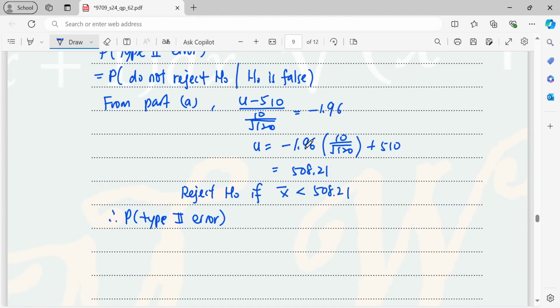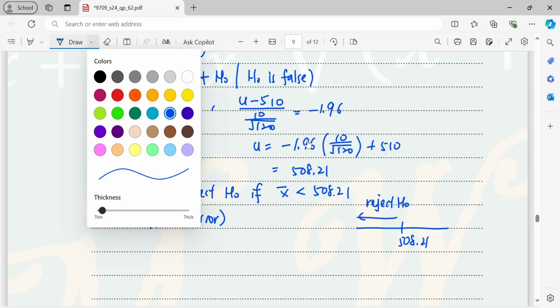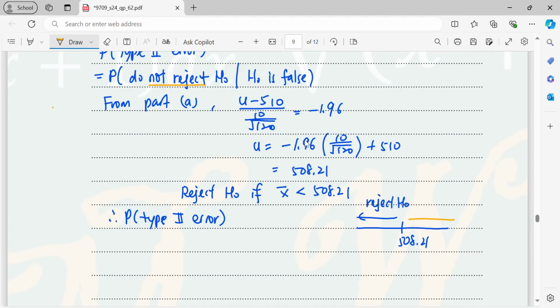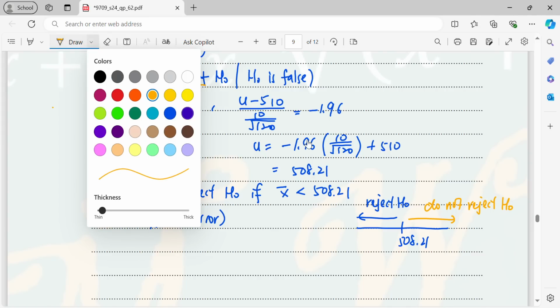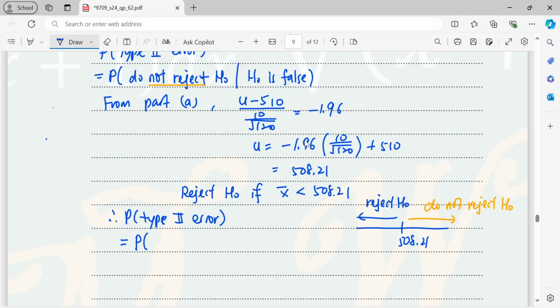So when you reject H naught, if the x bar less than 508.21, let's say this is 508, less than, you reject H naught. So if do not reject H naught, that means it must be more than. So here, do not reject H naught. Alright, so from here I will write this is basically P. The x bar is at least, you can write at least or just greater than, up to you. Here you can write equal, no problem. Okay, so because for normal distribution, since it is continuous, equal or not equal is not important.